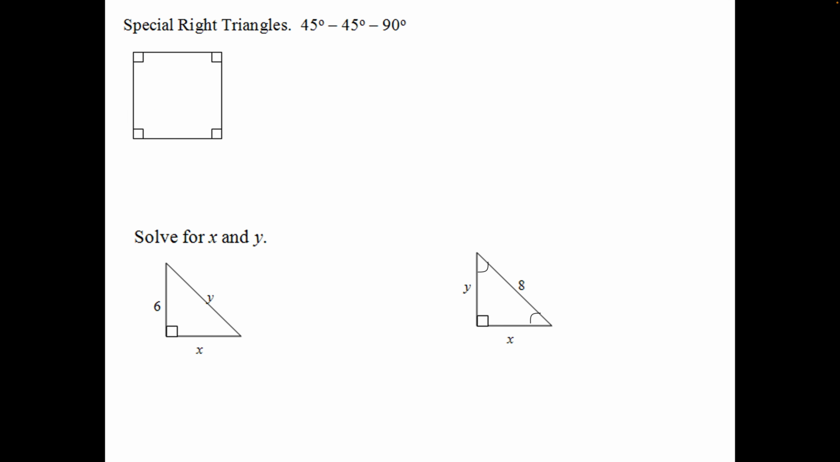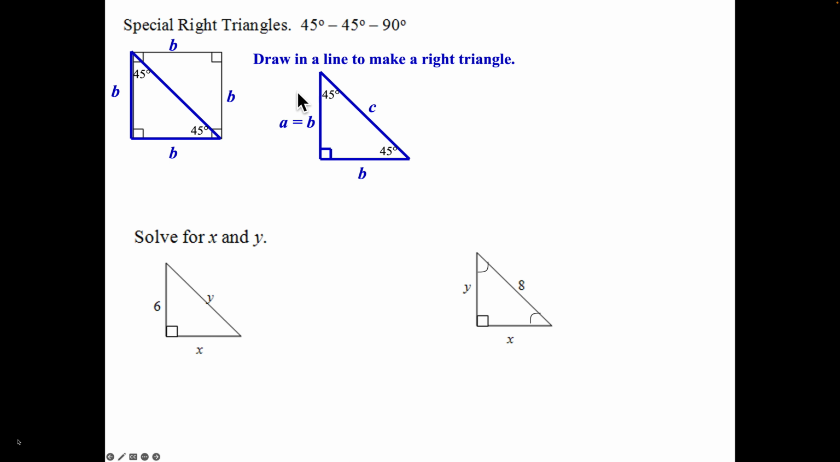Special right triangle: the 45, 45, 90 is made from a square. Of course, it has 4 right angles and 4 equal sides. To make your triangle, we are going to cut it in half diagonally. Now, this builds my right triangle. That line cuts the two 90-degree angles in half at 45 and 45. So here is my special right triangle.